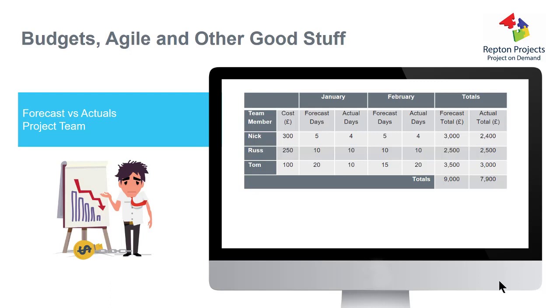When it comes to the end of January, we know how much time Russ has spent on the project. In this example, he's actually spent the 10 days that we forecast, which is good. But I only spent 4 of the 5 days that was forecast. So currently at the end of January, and in fact at the end of February on this forecast, I'm coming in under budget because I've not spent as much time as I was expected to.